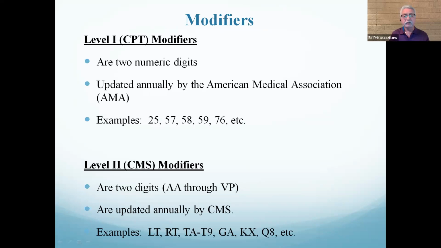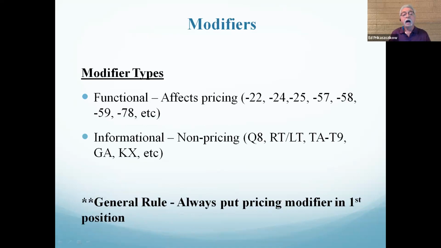There are two groups of modifiers, level 1 and level 2. This is not important other than that CPT has level 1 modifiers and CMS has level 2 modifiers. And the difference between those is that the level 1 are your numeric modifiers, whereas your level 2 are digits with letters in them. And we're all familiar with both groups. Maybe we've never thought about breaking them down in this way. Now, there are functions for modifiers, and the functional modifiers affect pricing, and those are important.